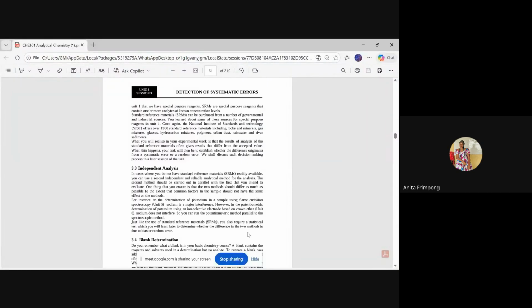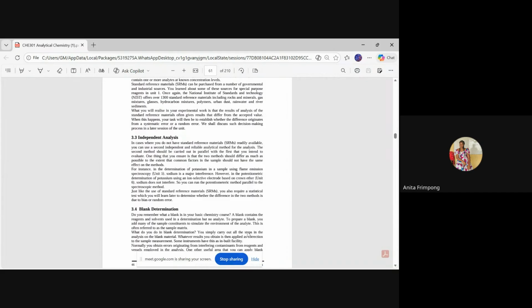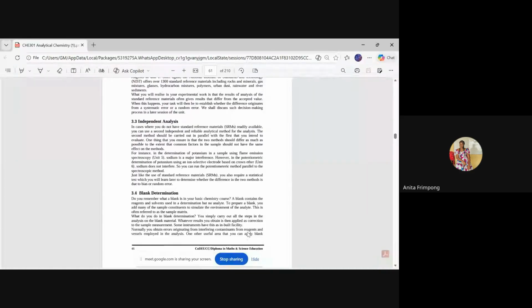Independent analysis. In cases where you do not have standard reference materials readily available, you can use a second independent and reliable analytical method for the analysis. The second method should be carried out in parallel with the first that you intend to evaluate. One thing that you ensure is that the two methods should differ as much as possible, to the extent that common factors in the sample should not have the same effect on the methods.